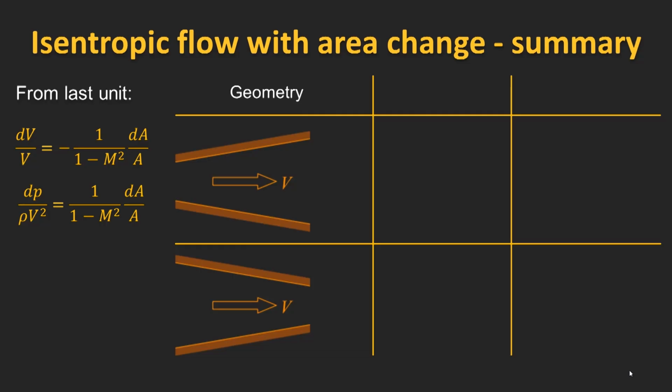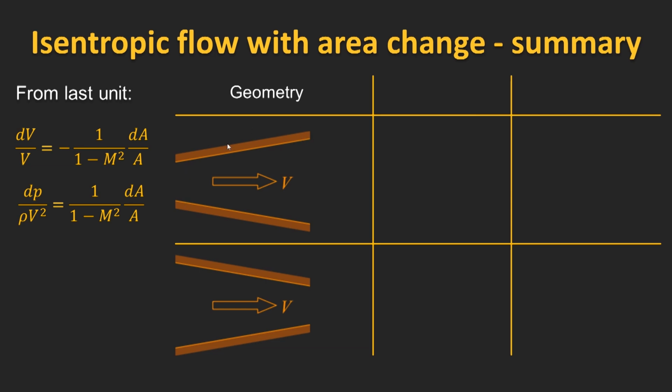In the last unit, we found relations that told us how different flow properties respond to a differential area change. But what does this mean physically? So let's examine what happens in both diverging and converging nozzles. From the last unit, we found these two really useful relations between the velocity change and the area change, and between the pressure change and the area change. So let's see what these tell us.